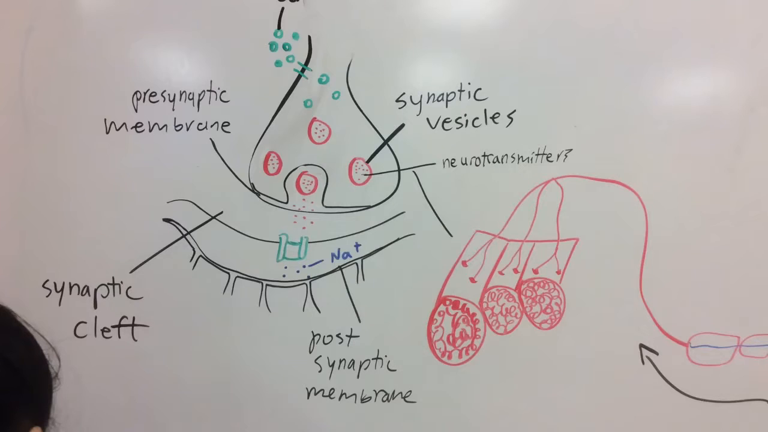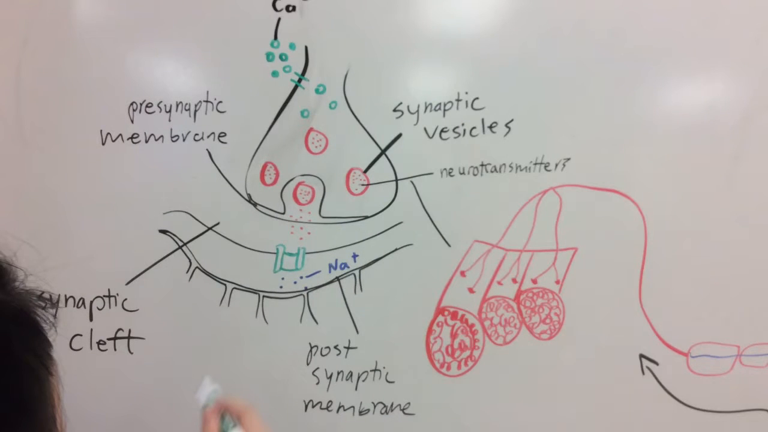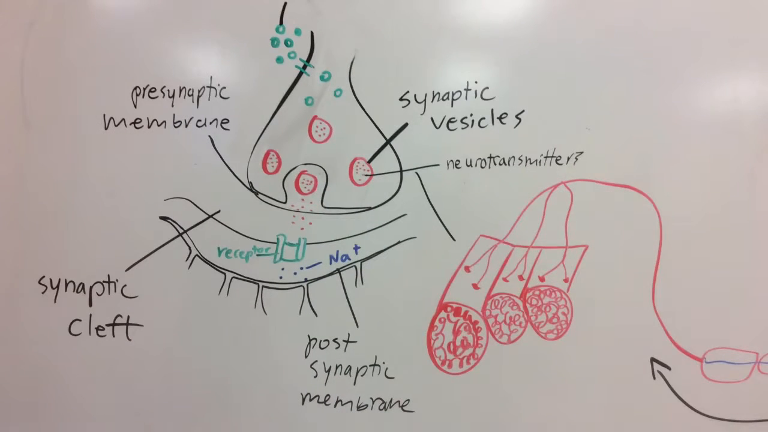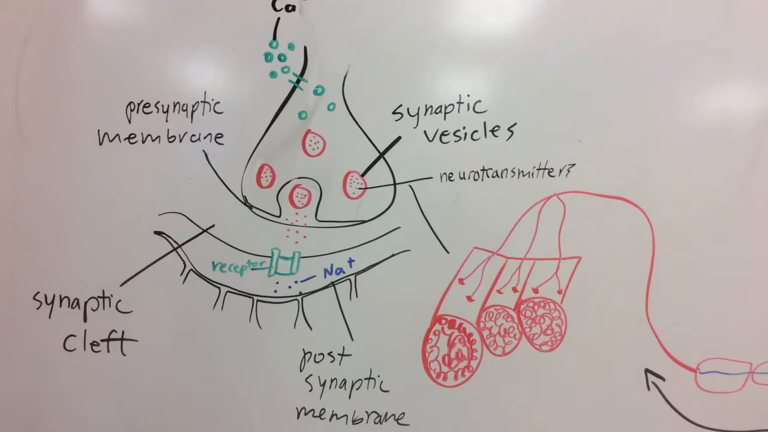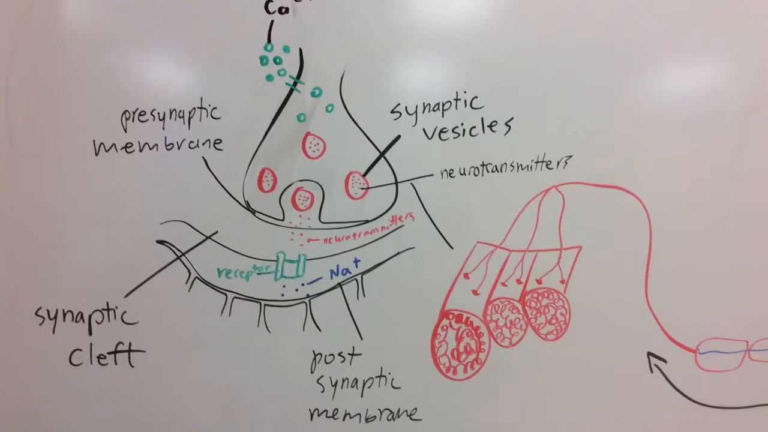Neurotransmitters diffuse across the synaptic cleft. Neurotransmitters bind to receptors on the postsynaptic membrane of the next neuron. Postsynaptic membrane is depolarized when there is an excitatory neurotransmitter or hyperpolarized when there is an inhibitory neurotransmitter.